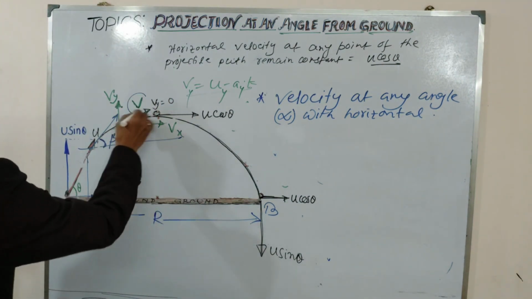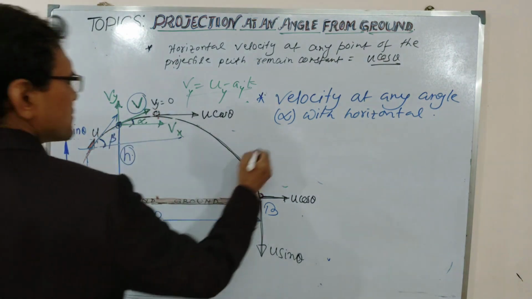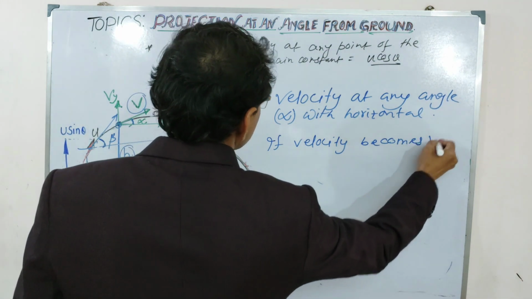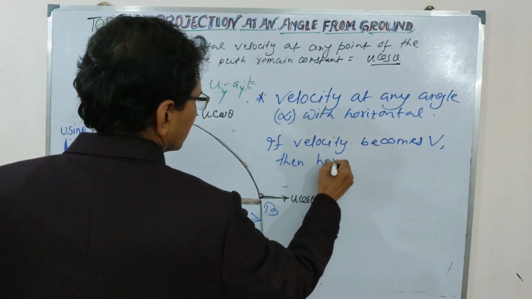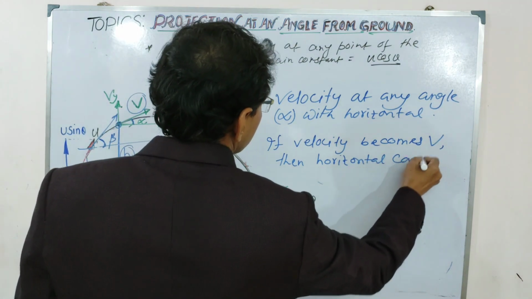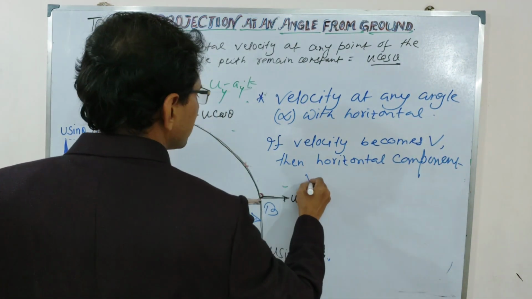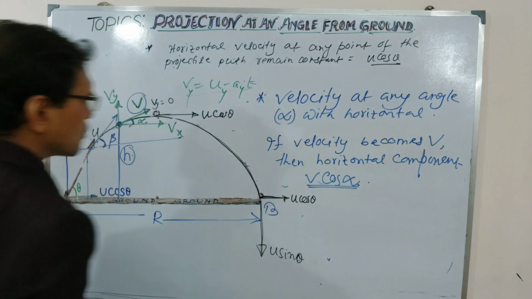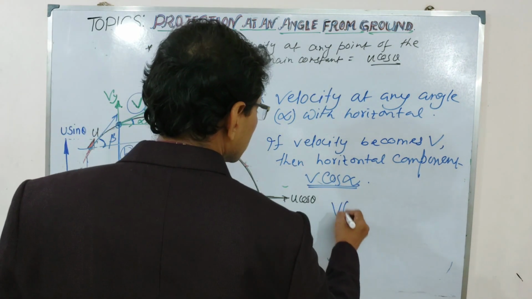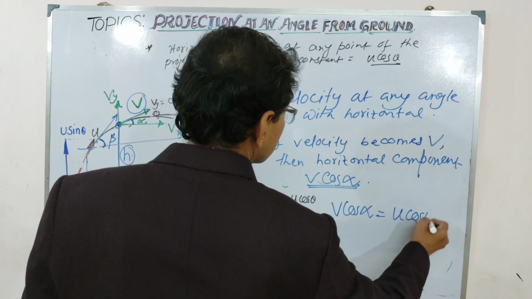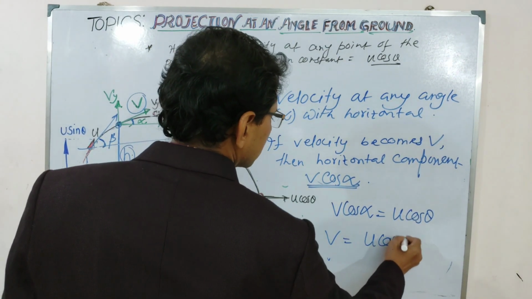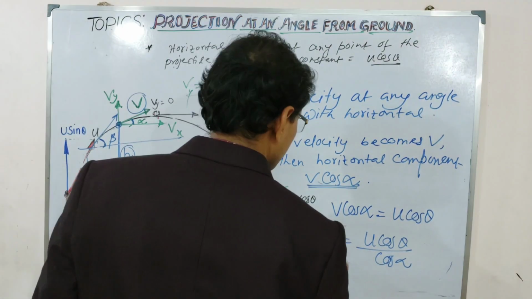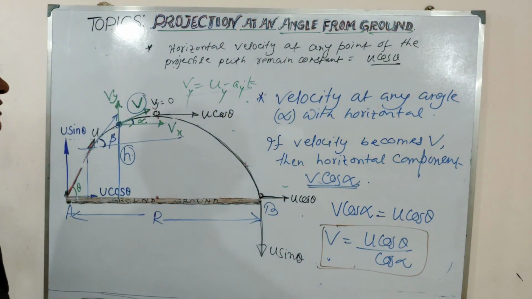Suppose at here. Now take the velocity v. So if the velocity becomes v, then horizontal component will be v cos alpha, vx equal to v cos alpha. Now we know the horizontal component remains same, so v cos alpha equal to u cos theta. So from that v equal to u cos theta by cos alpha. So this is a result. This is velocity at any angle alpha with horizontal.